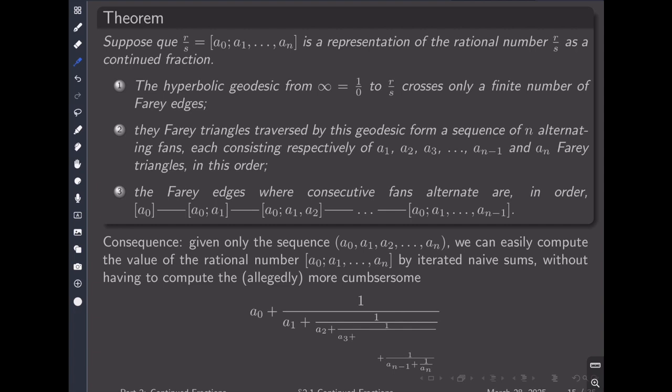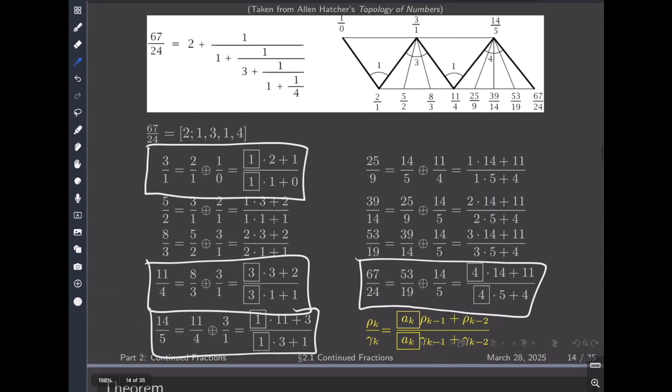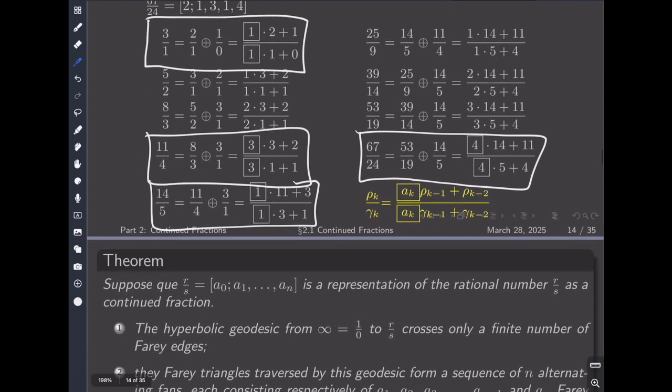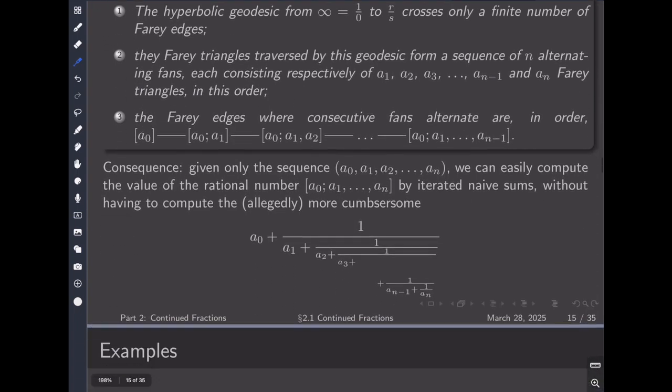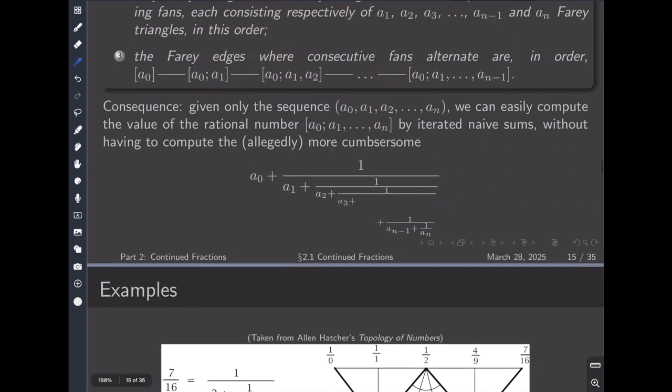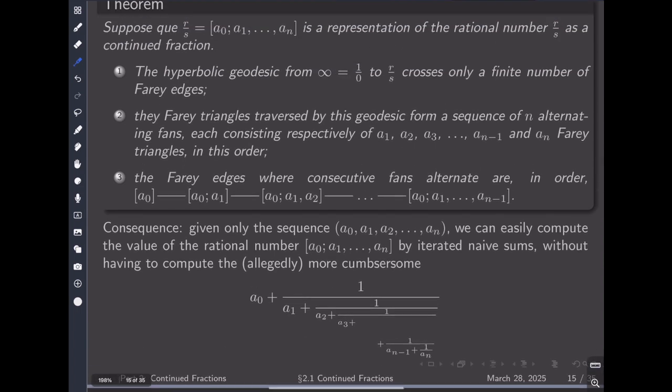Yeah. Since in each step you apply a naive sum, and your original rational number has a definite denominator, everything that you crossed must have a smaller denominator. So hence only finitely many, and in a bounded interval, between two integers. Okay, yeah. So thank you.